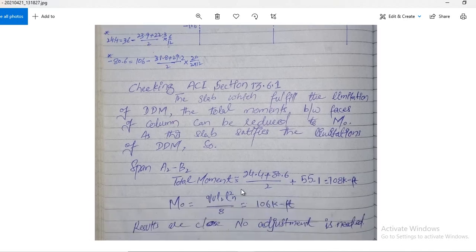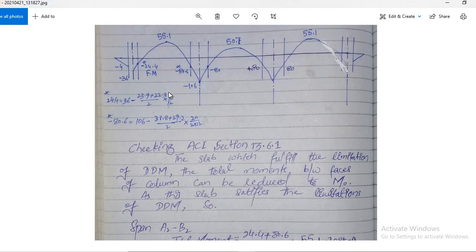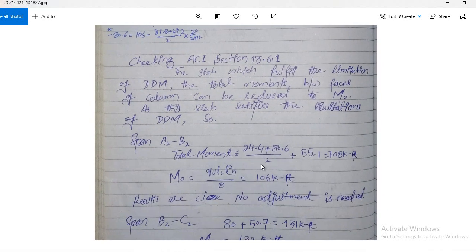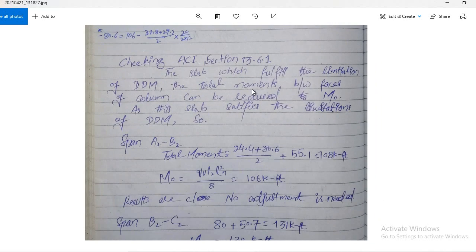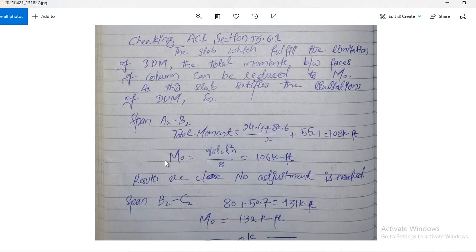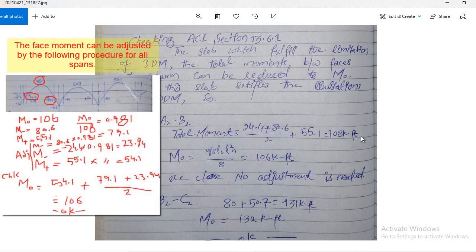How to do this step? Let's see. Total moment at the face of the column, this one and this one: 24.4 plus 80.6 divided by 2, plus 55.1, that is the mid value, the positive one. Clear? You got 108 kip-feet. This one should be less than M naught. You already know M naught is qu l2 ln squared divided by 8, and you got 106. This is close to this one, so no adjustment. We don't make any adjustment.